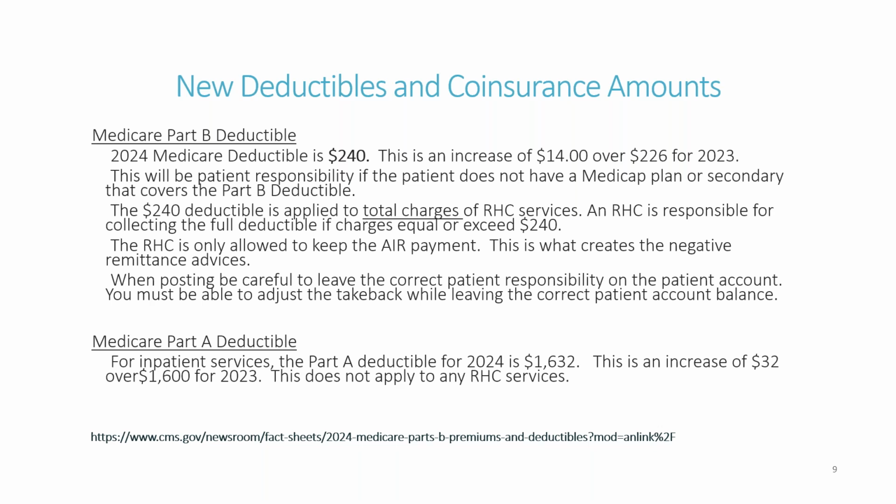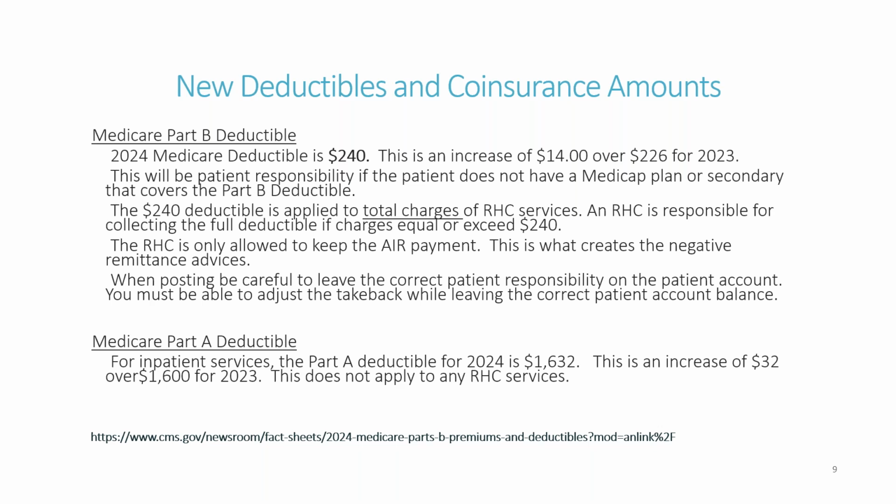So it's not tied to our all-inclusive rate. It's tied to total charges. And so, as I said earlier, the RHC is responsible for collecting the full deductible if the full deductible has still not been met and your charges equal or exceed the $240. You're going to be responsible for collecting the entire deductible amount. If your charges are less than the 240, then you're going to collect probably your total charges for that patient.